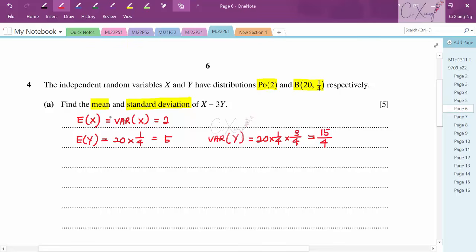Yeah, then once we identify all the mean and variance for x and y, we can start to answer the question. So they want us to find the mean for x minus 3y. To find the mean, which is the expected value for x minus 3y, generally we are using the mean of x or expected value of x, which is 2, minus 3 times the expected value of y. So expected value of y is 5. So it will equal 2 minus 3 times 5, which is negative 13.